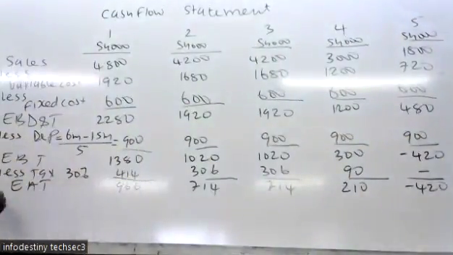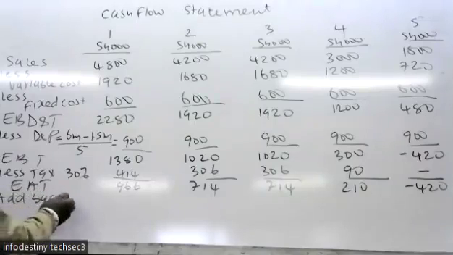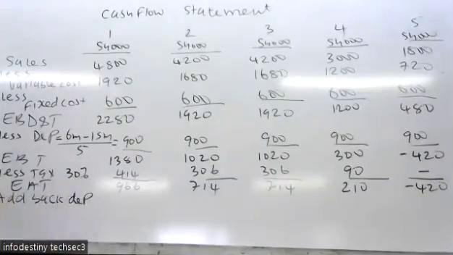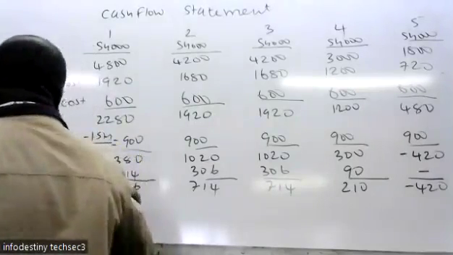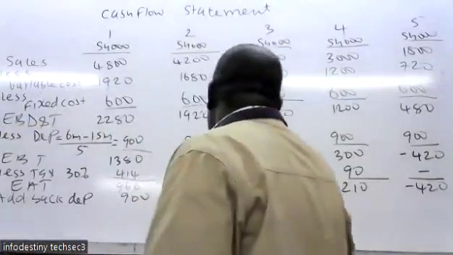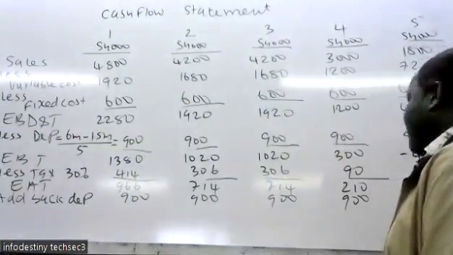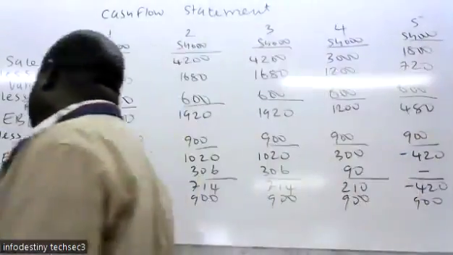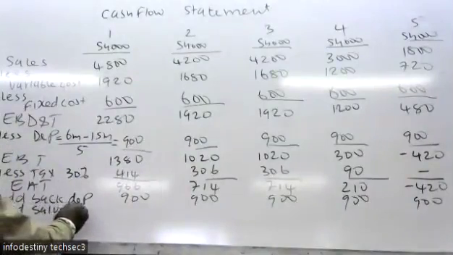So we add back the depreciation. There are 2 items which we will be adding back. So we add the 900. The other item you will add is the salvage value. We also add the salvage value.